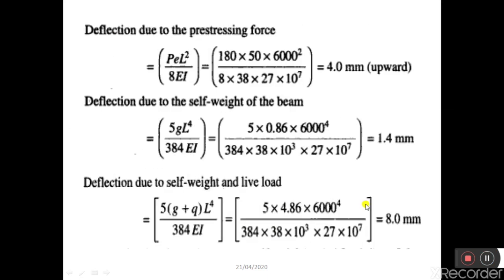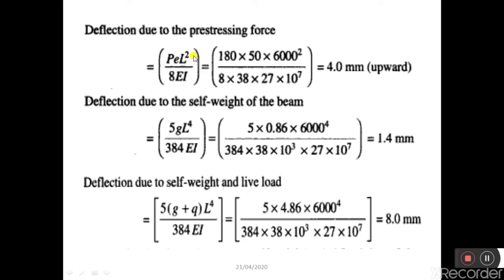In all these problems of deflection, there is not much difficulty. The only thing you should remember are the formulas, depending upon the cable profile, to calculate the deflection due to pre-stressing force. The formulas to calculate the deflection due to self weight and live load are almost the same. The self weight will be UDL and the live load will be either UDL or point load. So you should remember the formulas to calculate deflection due to pre-stressing force.